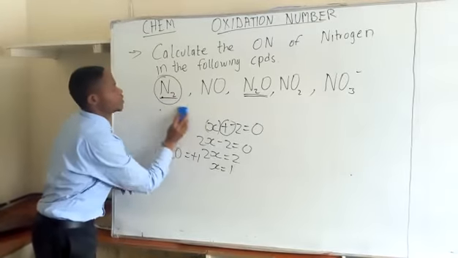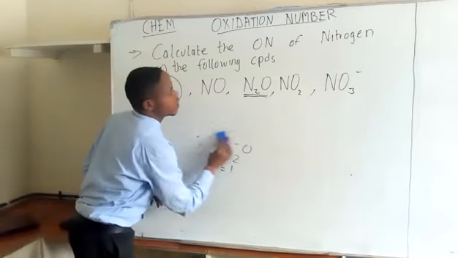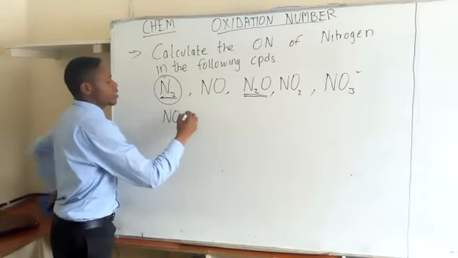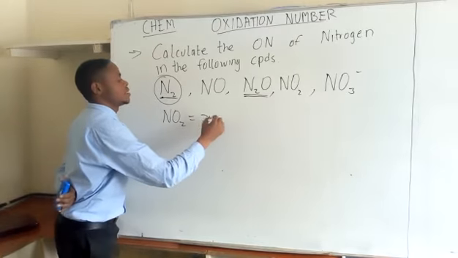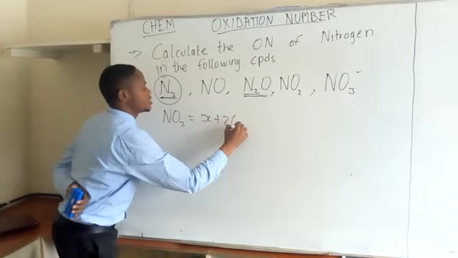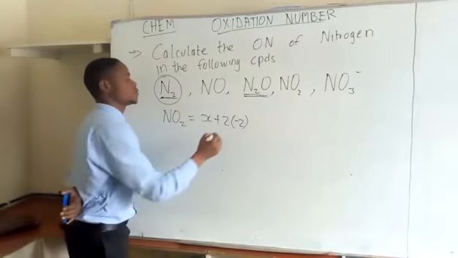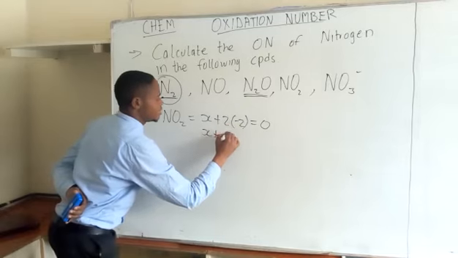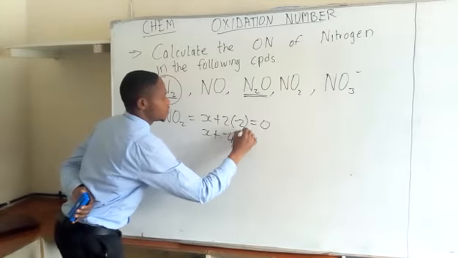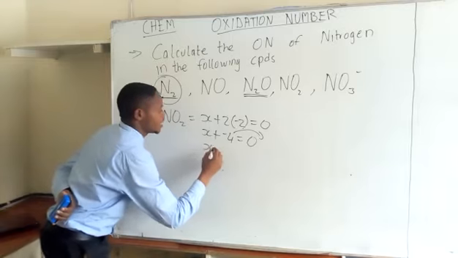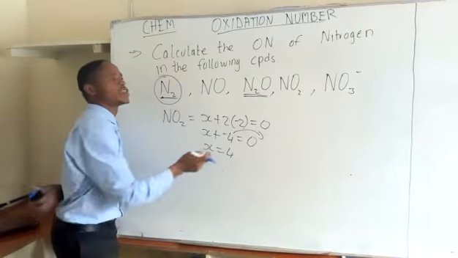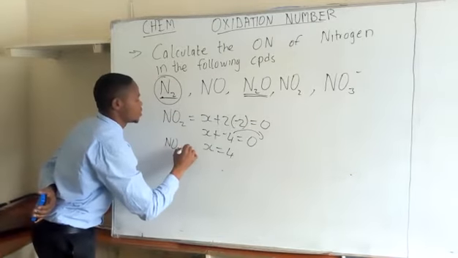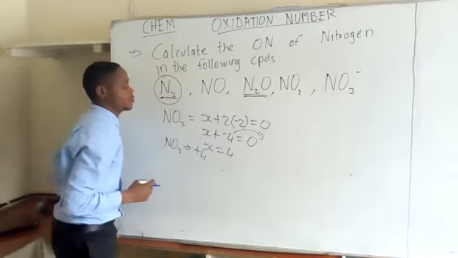Let's go to the other one. The other compound is NO2. As usual, we have X plus 2 oxygens, and each oxygen has an oxidation number of -2, which should give us 0. So X plus -4 should give us 0. Take -4 to the other side and we are left with X is equal to 4. Nitrogen 4 oxide. So for NO2 the oxidation number is +4.